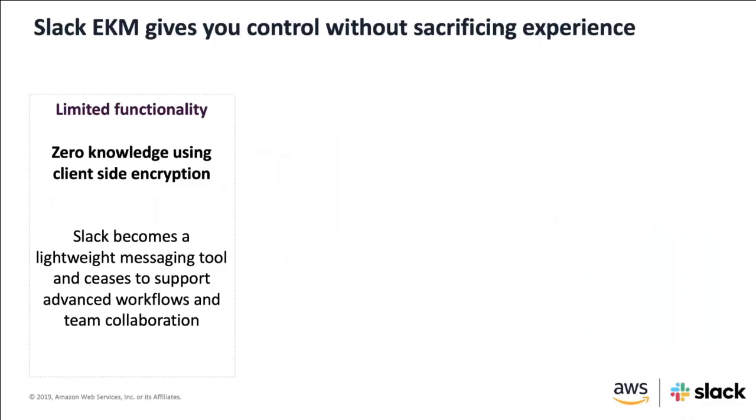The first option on the left here is end-to-end encryption. In this option, data is encrypted and decrypted on the client before transferring to Slack servers. The pro here is that there's no operational access to data on the Slack side, and we minimize collateral data exposure. However, on the downside, search becomes a lookup. AI, ML, and fuzzy logic no longer would work. Apps would be able to write, but would not be able to read, and functionalities such as app mentions and link unfurling would no longer work. In summary, Slack would become a lightweight messaging tool and cease to support some of the advanced workflows and team collaboration capabilities that our customers rely on.